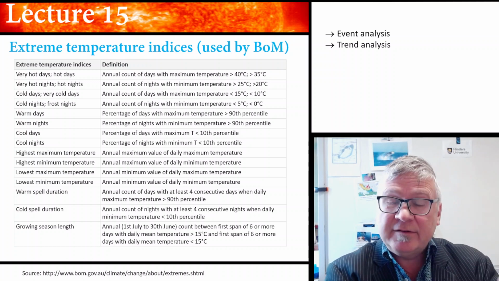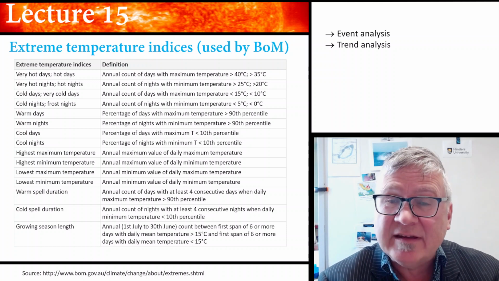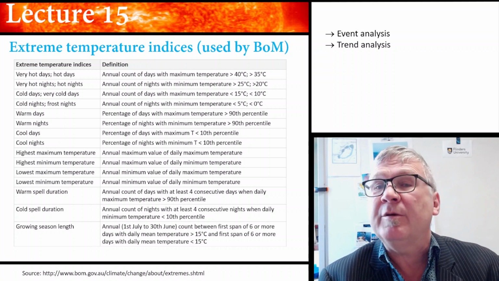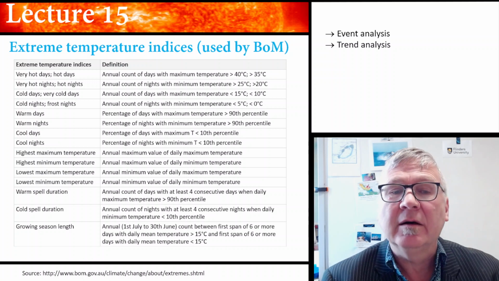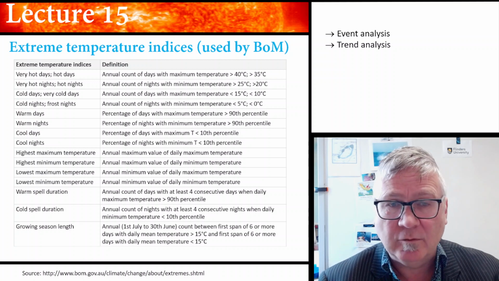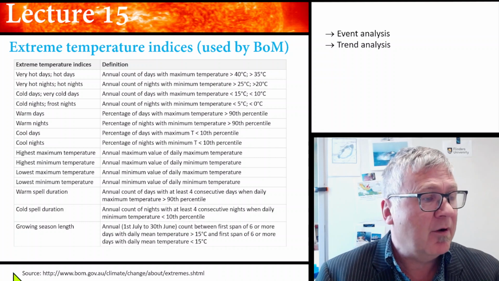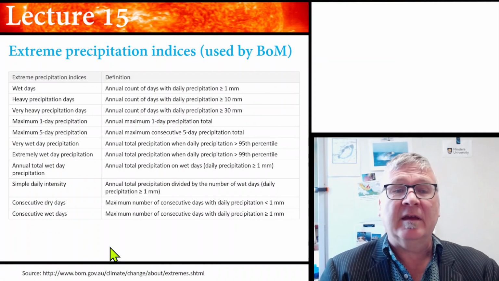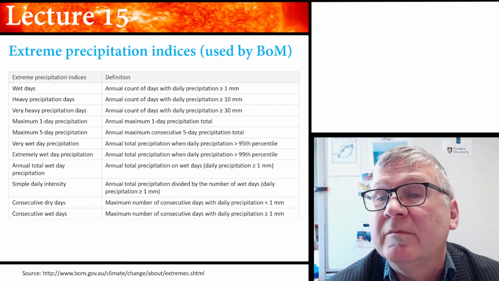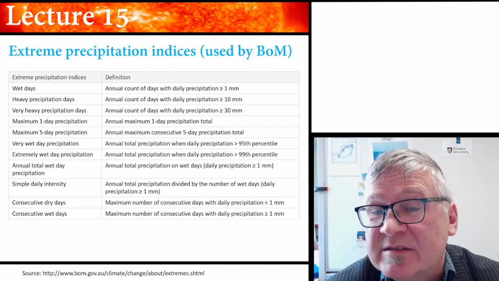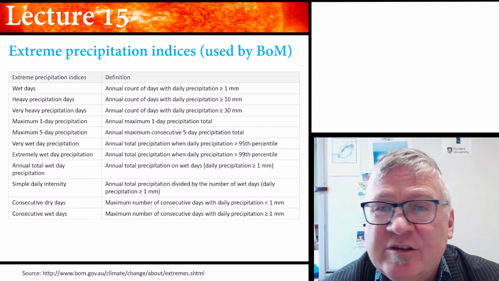For each of these indices, you can do statistics, count days and look at changes. That's what the Bureau of Meteorology does. You can also do something similar based on rainfall. Rainfall is the other important climate parameter. Let's have a look at how that looks. That's what the Bureau of Meteorology uses, but it's used worldwide by other agencies. Sometimes the definitions are a little bit different, but the same principle is used worldwide.